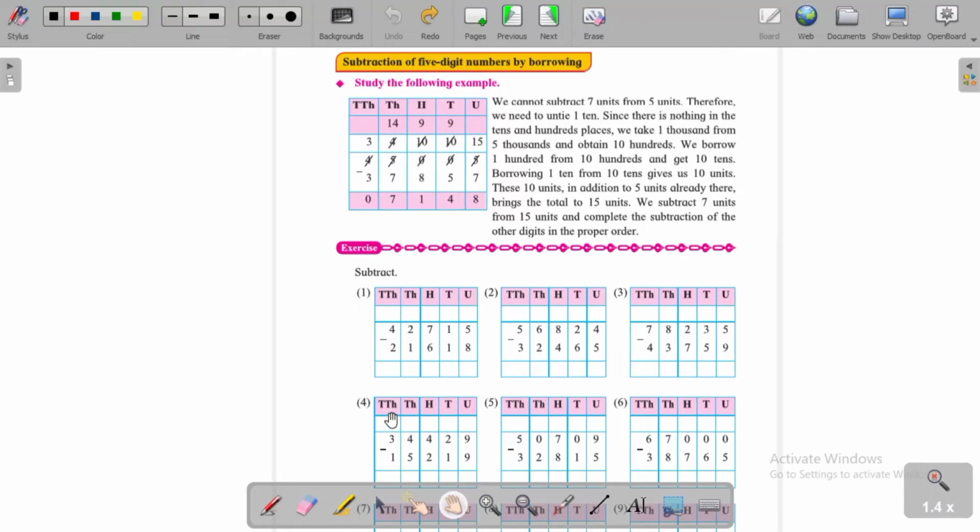Today we are going to study about subtraction of 5-digit numbers by borrowing from the Maharashtra State Board syllabus for standard 4. There is an exercise given here. So let's solve the exercise.